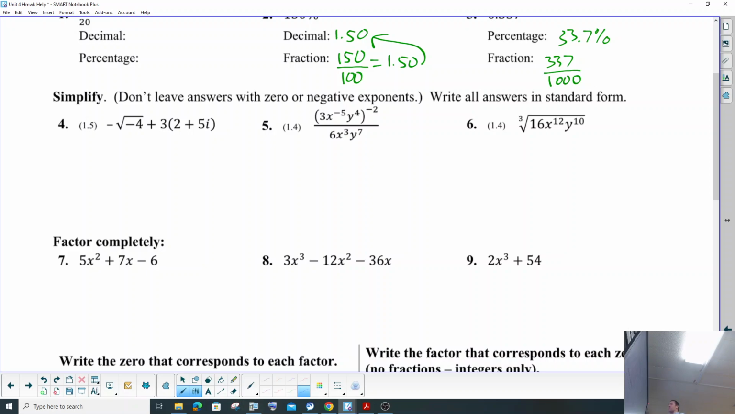Groups of 3 for number 6. If you notice, they say what section it comes from. So if you want to go back to your book and refresh yourself on how to do these, you can.